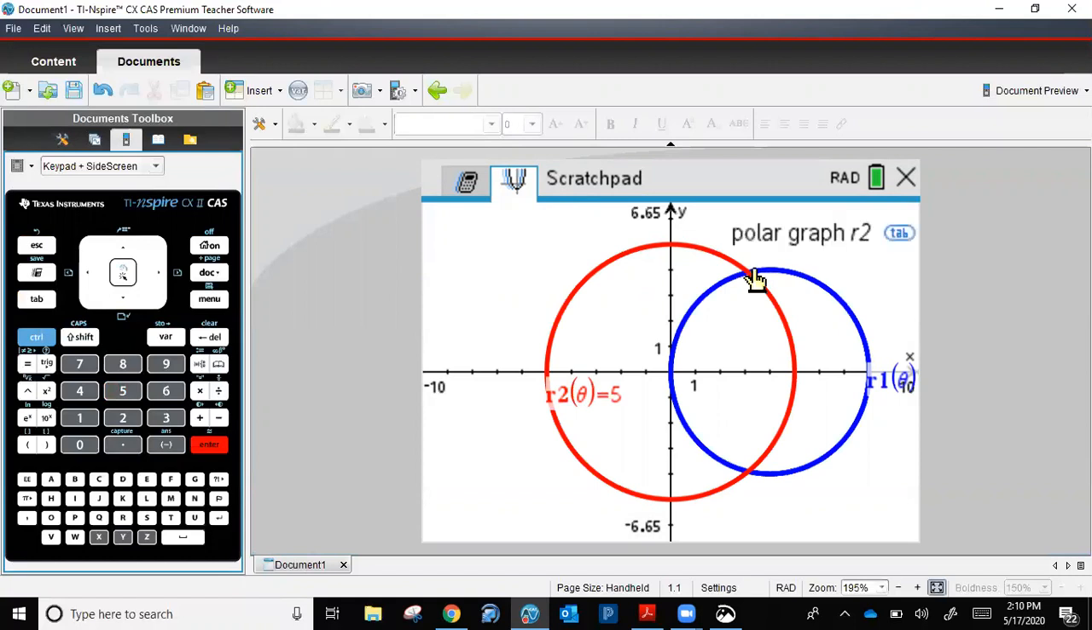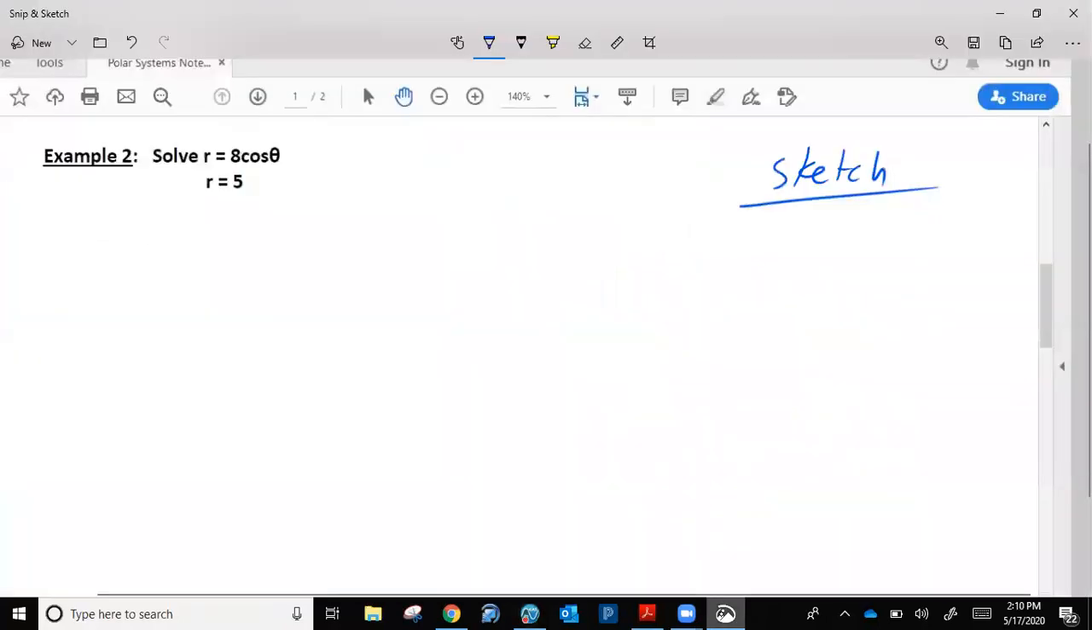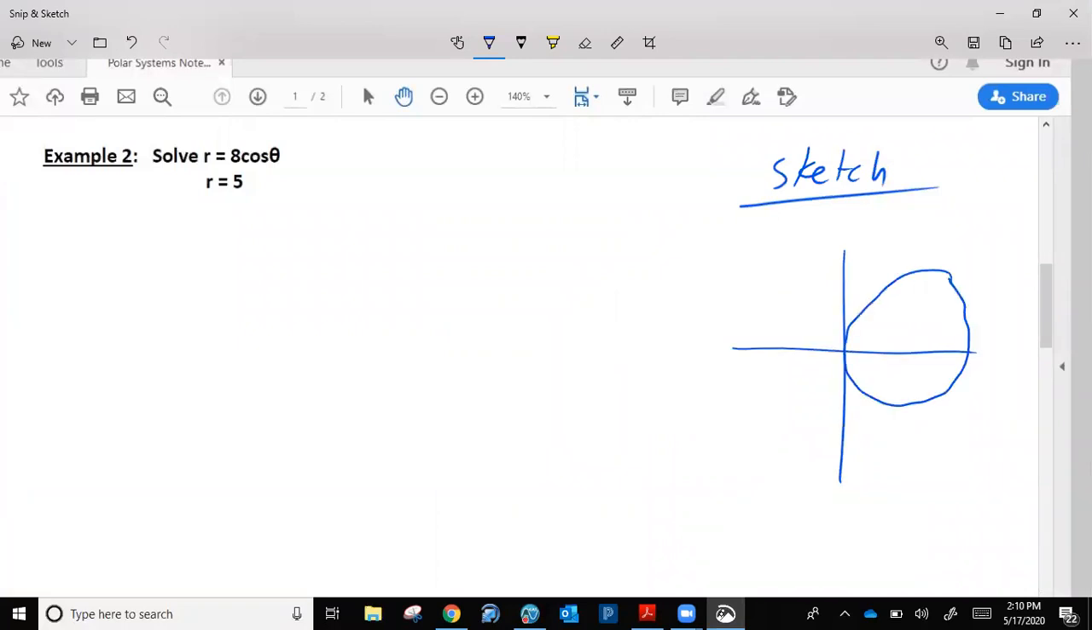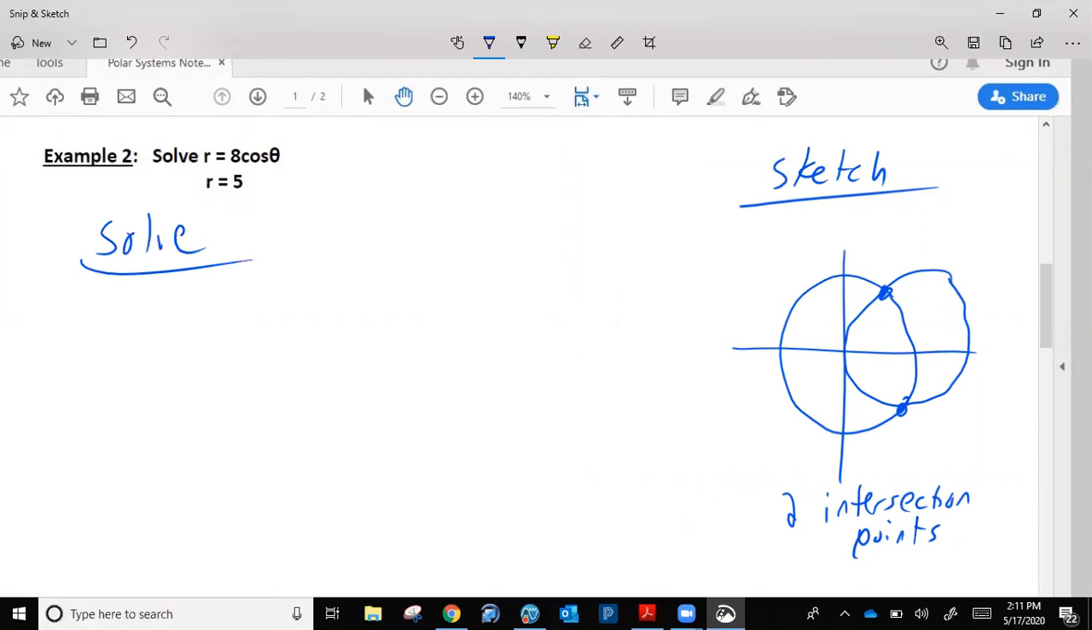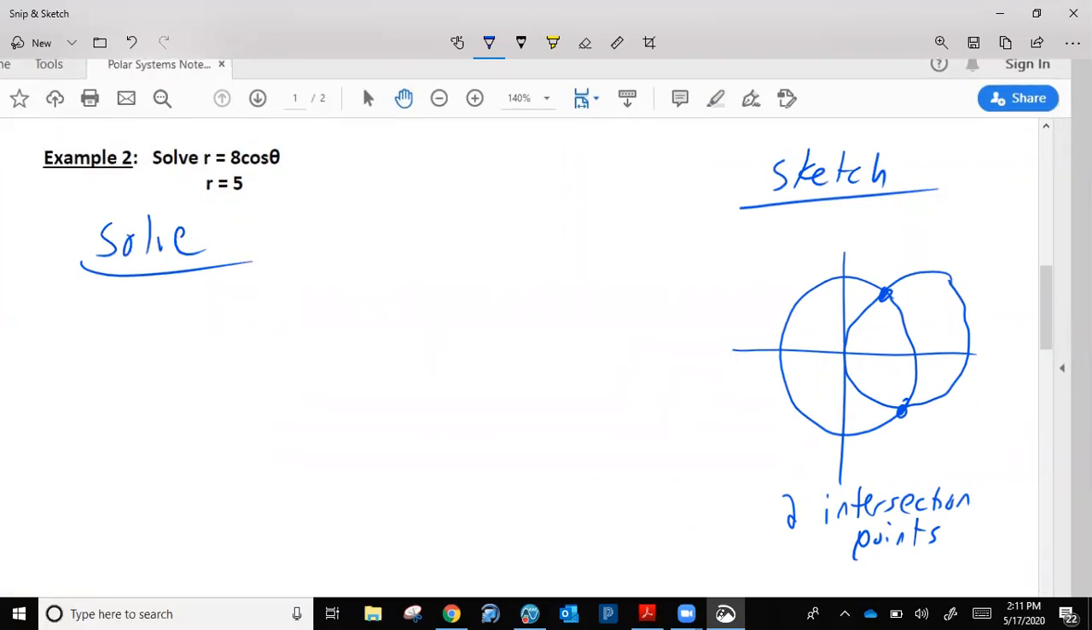Looking at this, it becomes apparent that we probably have 2 intersection points. There's no tricks involved there. It looks like we have 1 intersection point in the first quadrant and a second intersection point in quadrant 4. I just want to make a simple sketch of this, one coming out like this, another one like this. 2 intersection points. Then we need to solve this to verify those intersections are solutions.